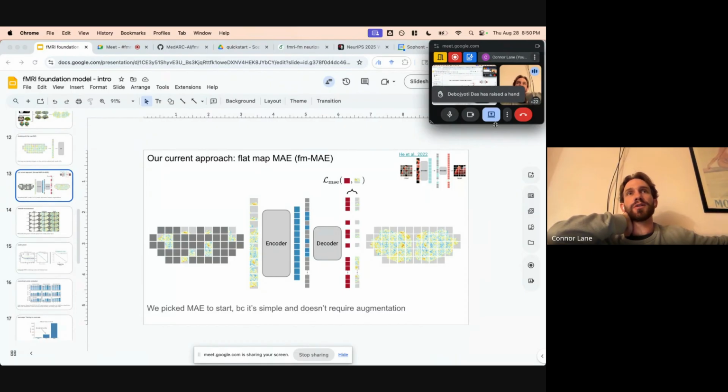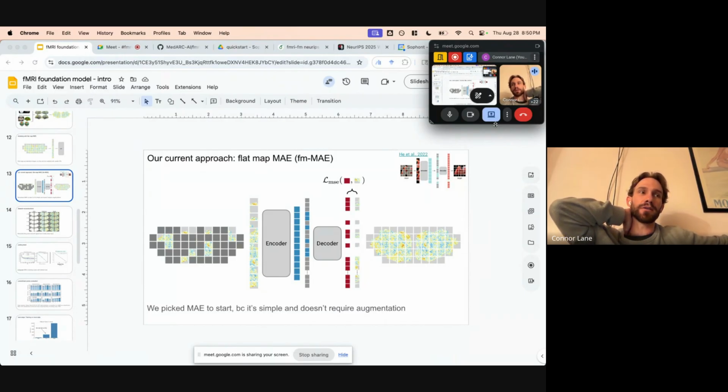So it just shows that even though you're training on this low-level pixel reconstruction objective, it still nonetheless learns useful representations.